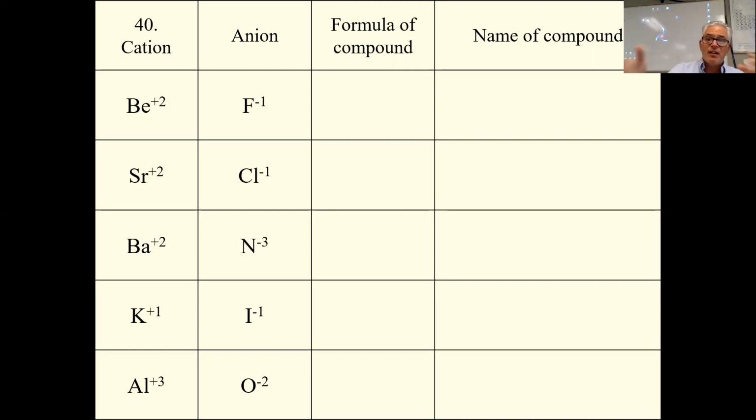You got to get familiar with this, otherwise you'll be looking all day. Beryllium has to lose 2 electrons. It's got a 2-2 electron configuration. If it loses 2 electrons, it becomes isoelectronic to helium, becomes a +2 ion.